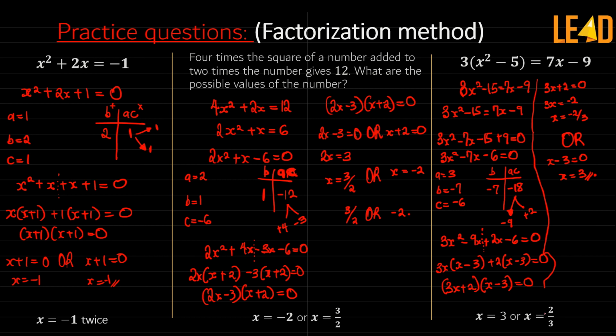So this should be negative 2 over 3. I'll correct it in the next slide, so by the time you see the next slide, I'll have corrected that.